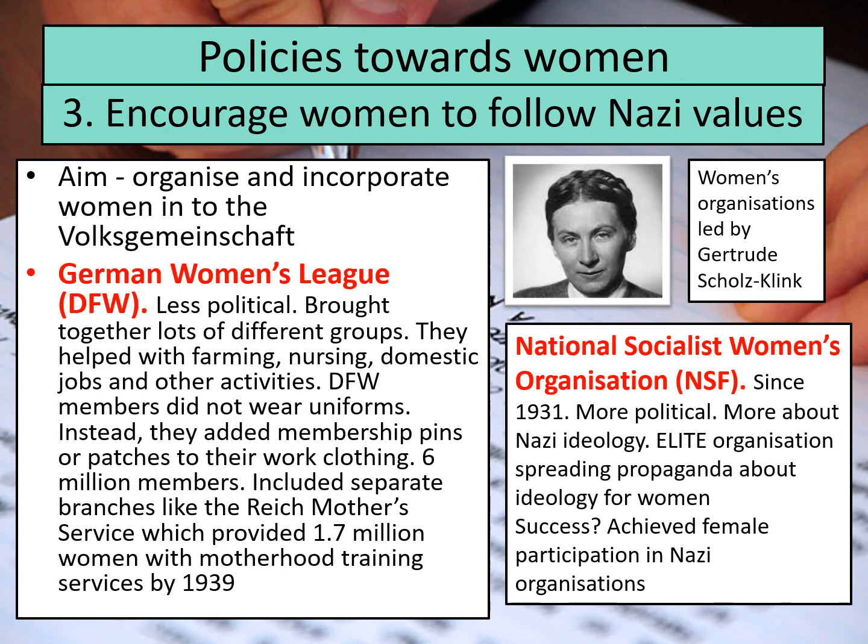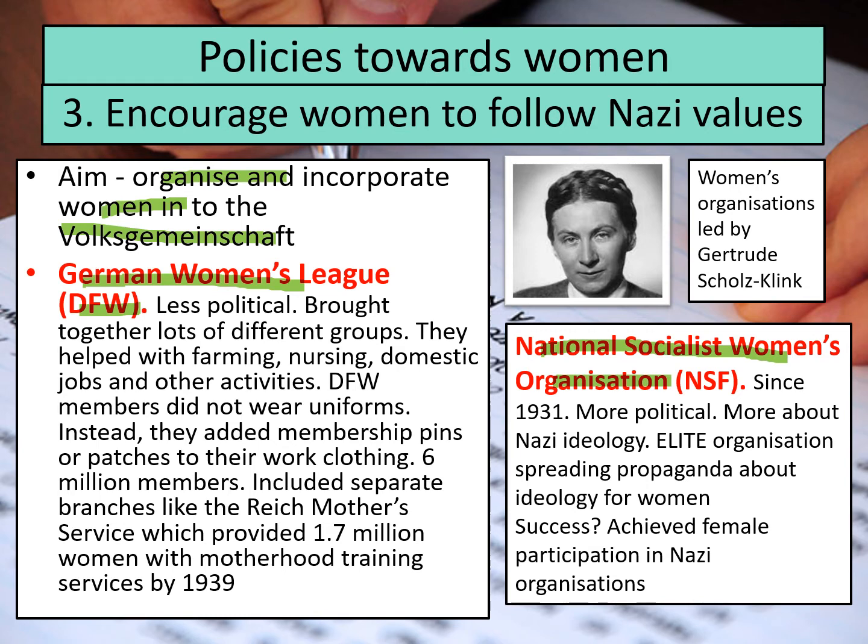The third key policy was to try and encourage women to follow Nazi values. Now, just like with the youth, they wanted to try and make sure that women felt that they were part of the Volksgemeinschaft. Obviously, when it comes to the youth, we've seen how they've done that through education and by controlling their private time. And the same stands here for women, where they want to try and organise and incorporate women into the Volksgemeinschaft by getting them to join Nazi organisations that will stress their ideology. Now, there's two to know about. There's the German Women's League, or the DFW, and also the National Socialist Women's Organisation, the NSF.